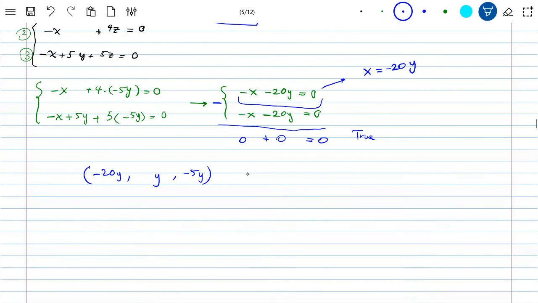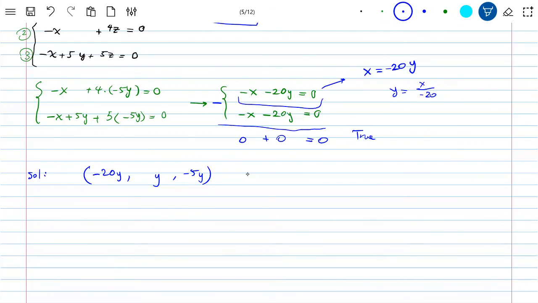It's a line. You can pick y, whatever the y value, and it'll give you a specific point on the line. In this case, all the coefficients depend on y. You can pick it based on x if you want. Divide by negative 20. Y would be x divided by negative 20.